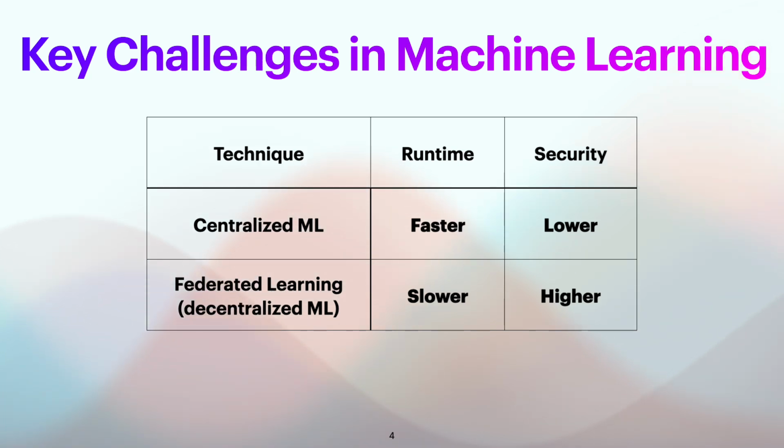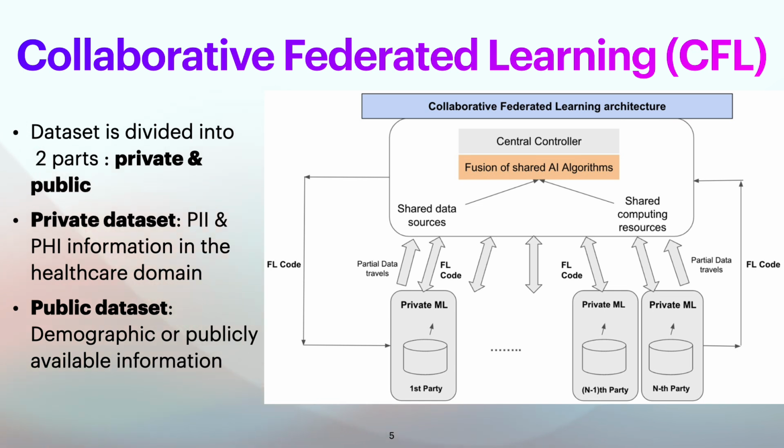However, in decentralized machine learning, that is federated learning, the performance is slower. It takes time because it is distributed over multiple hospitals or hubs. However, the security is very high. So with these issues of both the centralized and decentralized approaches, we came up with collaborative federated learning, our proposed technique.